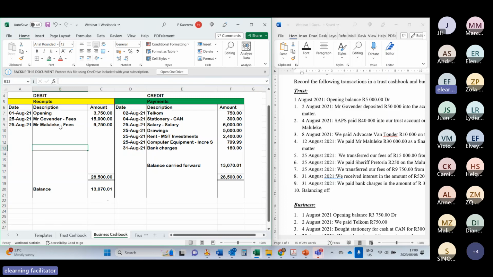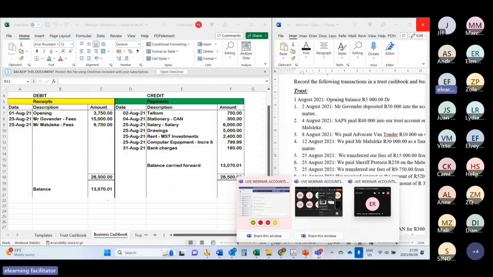I don't know if we should take a poll, if you want me to show you how to post in our ledgers the same transactions from our cash books, or we call it a day and then we'll do it in our next webinar. Okay, I'm going to stop sharing because we are done with this exercise.